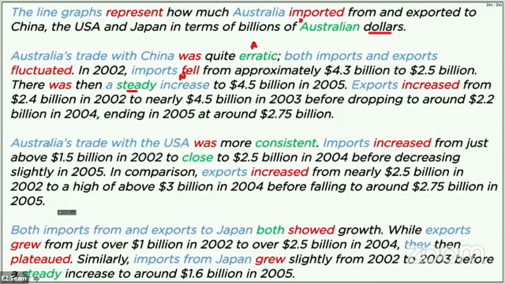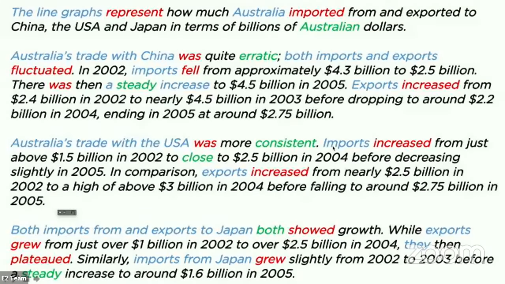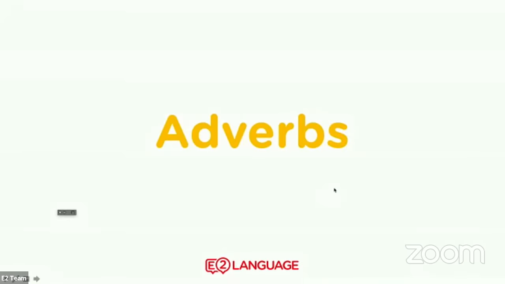I've said here that Australia's trade with the USA was consistent. That's a nice adjective. Here it's close to. Close is an adjective. Both is an adjective. And here, right down the bottom, I've also got a steady increase. So I've got some nice ones, but very few. I've got erratic, consistent, steady. They're nice adjectives. These words are important for your writing task 1.